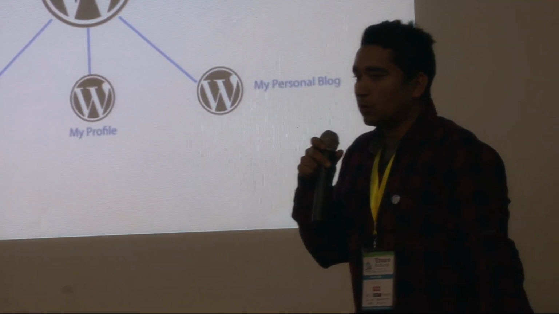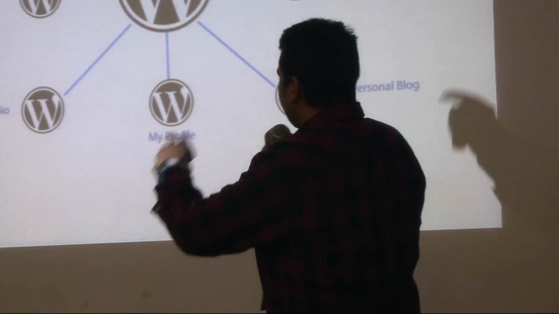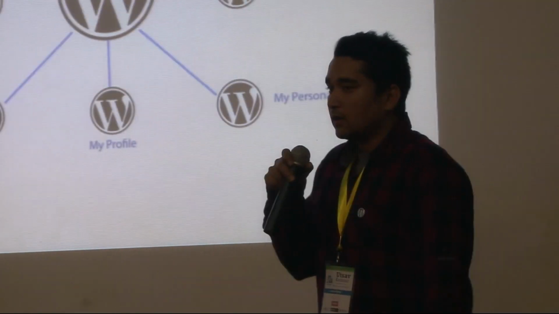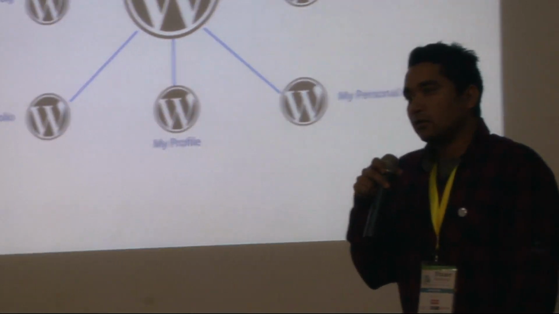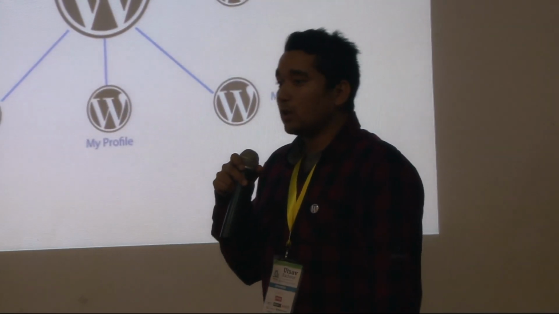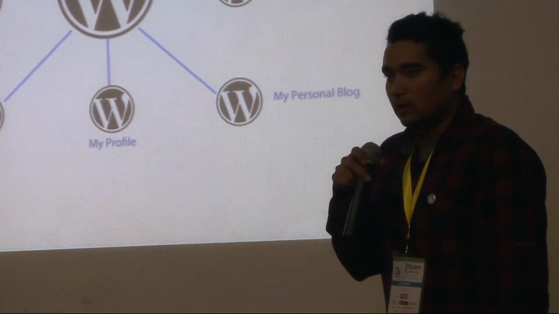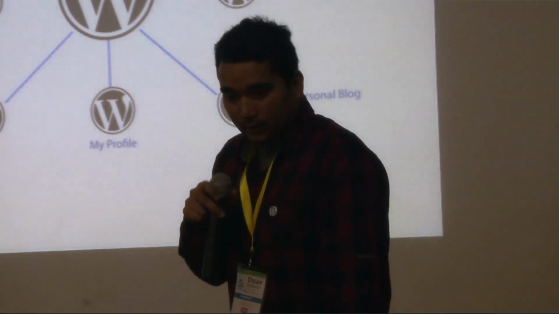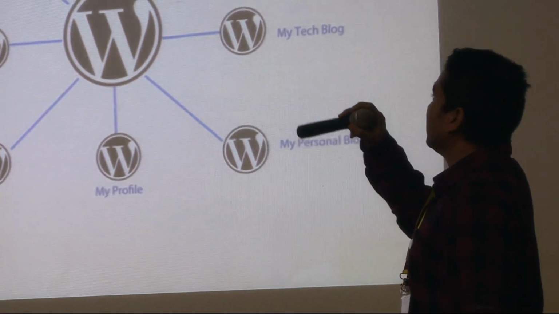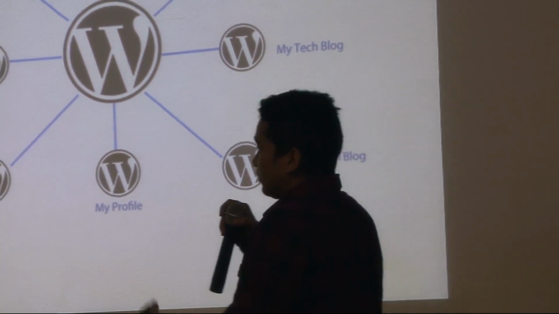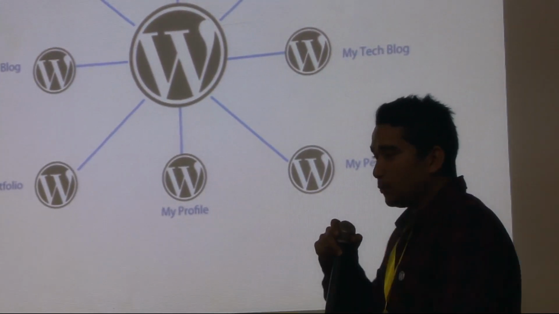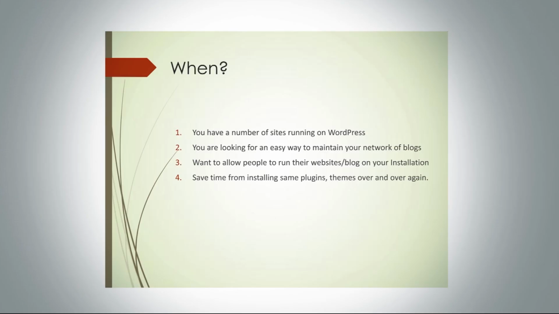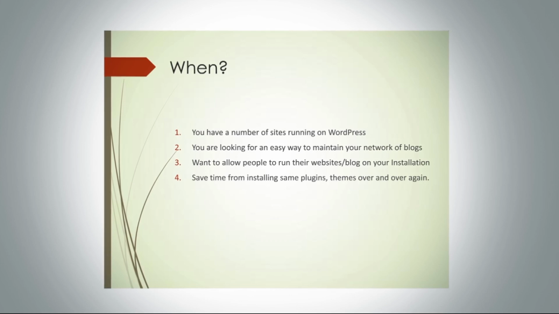That is saving you 7 WordPress installations, 7 theme installations, and say if you're using 3 similar plugins, you're saving 7 times 3, that's 21 plugin installations. So you're saving quite a lot of time. And it could be anything, like hosting some of your client sites, your blogs, your portfolio, your profile, your personal blog, anything. Okay, so that basically was the concept of WordPress Multisite.